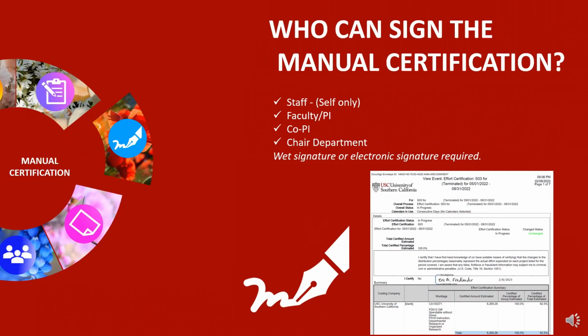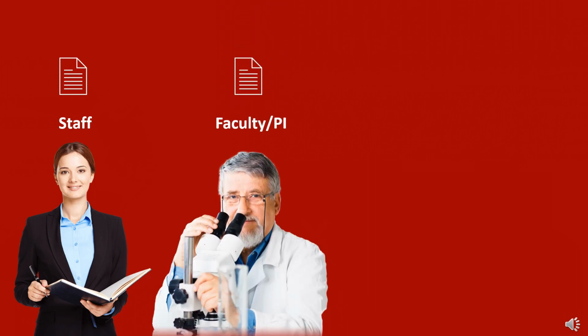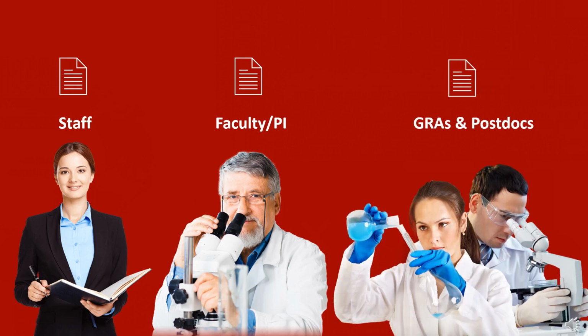Who can sign the manual certification? Staff sign their own effort document. If the staff is terminated, the PI, co-PI, or share department will sign the effort document. PIs sign their own effort document. If the PI is terminated, the PI, co-PI, or share department will sign the effort document. Terminated effort documents for GRAs or postdocs are signed by the PI, co-PI, or share department.